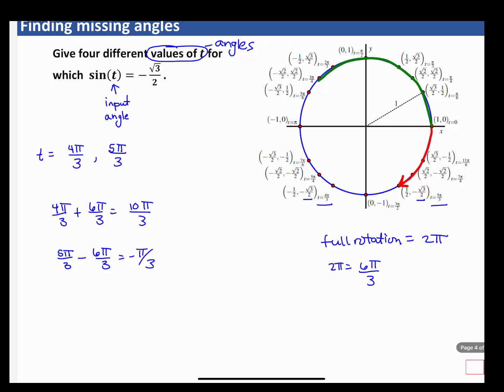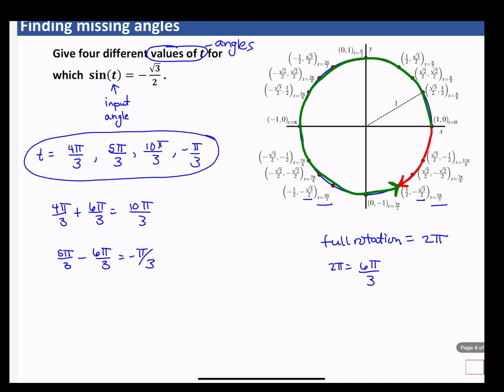There's really infinitely many angles that you could find by repeatedly adding or subtracting 2 pi from the original 2 angles we found. I hope this video helped you think about how to evaluate the sine and cosine functions at different angles, especially angles that at first glance don't seem to be on the unit circle.